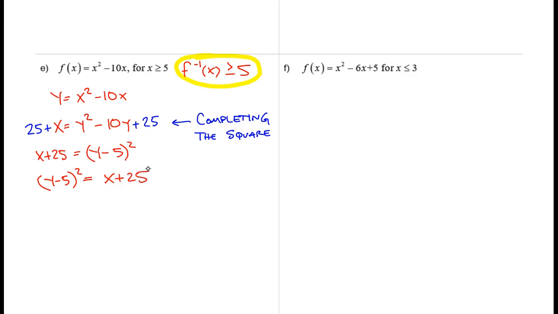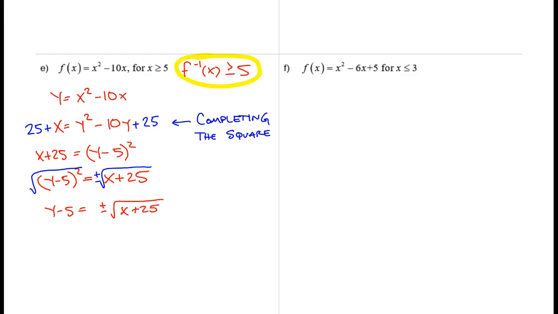So I have the quantity y minus 5 squared on the left and x plus 25 on the right. What I'm going to do now is extract the square root. So I'm going to take the square root of both sides, and if I write it like this, I am wrong. I have to recall that this could either be the positive or negative. Okay, so let's see where we're at now. I have y minus 5 on the left equals the positive or negative square root of x plus 25.